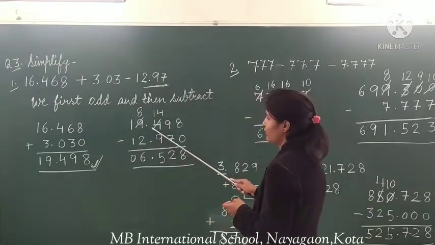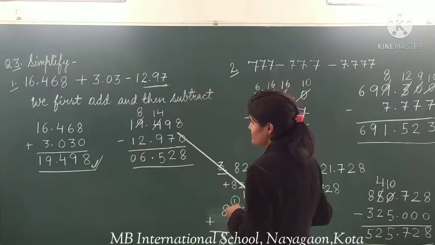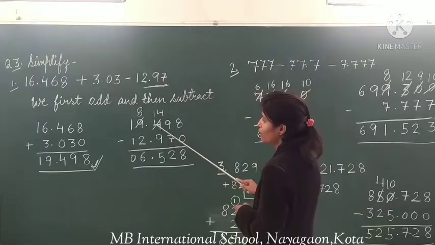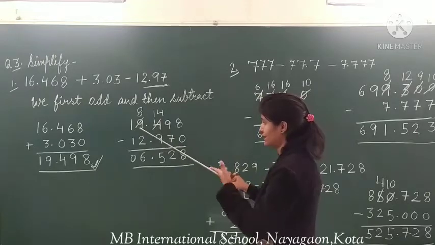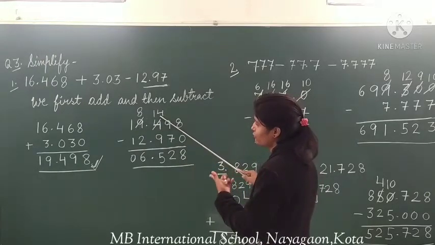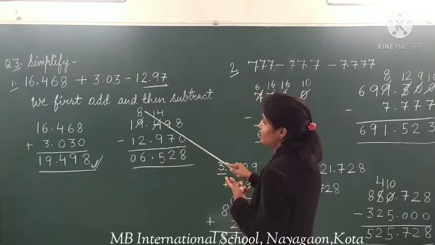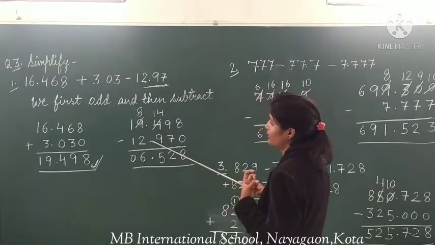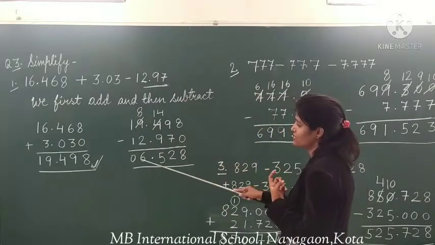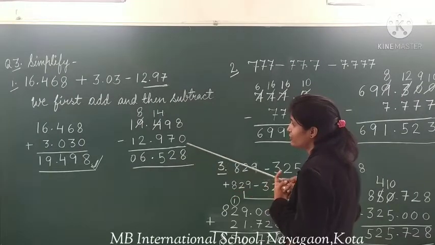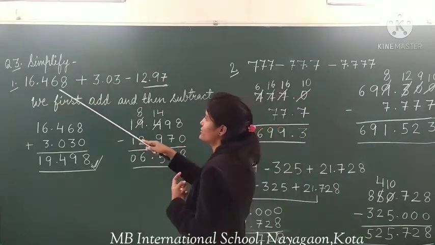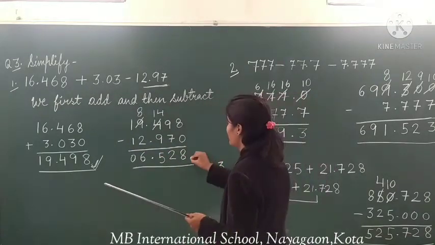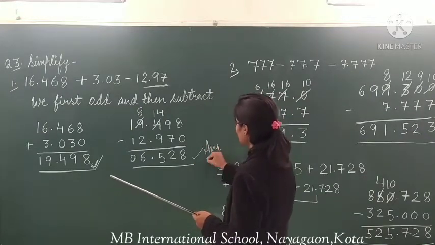Start subtracting 19.498 minus 12.970. When you subtract 0 from 8, we got 8. 9 minus 7, we got 2. 4, we cannot subtract 9 from 4, so start taking borrow from 9. So here it goes 14. 14 minus 9, it's 5. It remains 8. 8 minus 2 is 6, and 1 minus 1 is 0. So when we subtract 12.970 from 19.498, we got 06.528. So when we simplify 16.468 plus 3.03 minus 12.97, we got 06.528 as our answer.